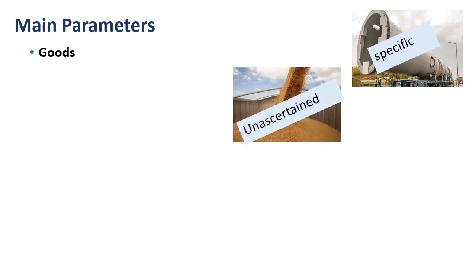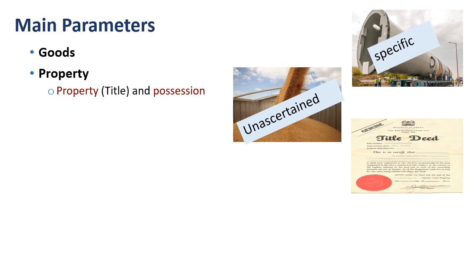What are some of the main parameters? So we discussed about goods, which is specific goods or uncertain, primarily in bulk. Then you need to define something known as property, right? It's property, otherwise known as title of the goods, which means who owns the goods at what stage? When does the actual ownership of the goods pass from the seller to the buyer?